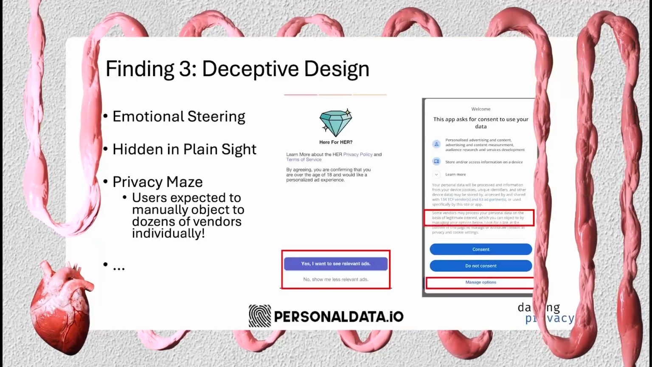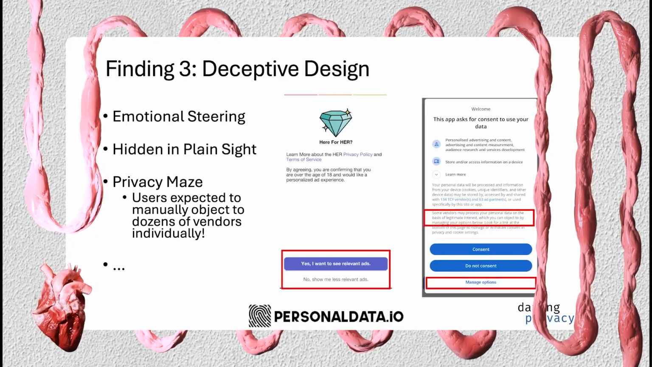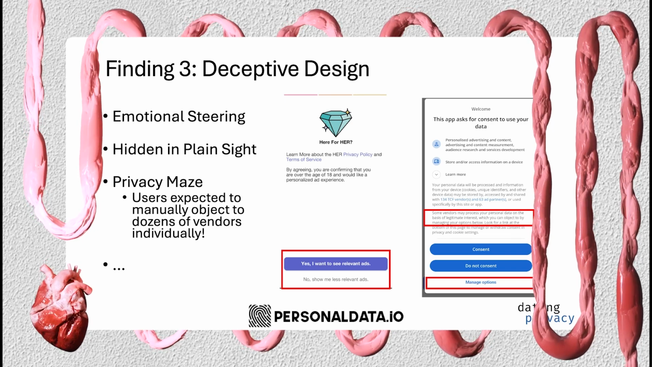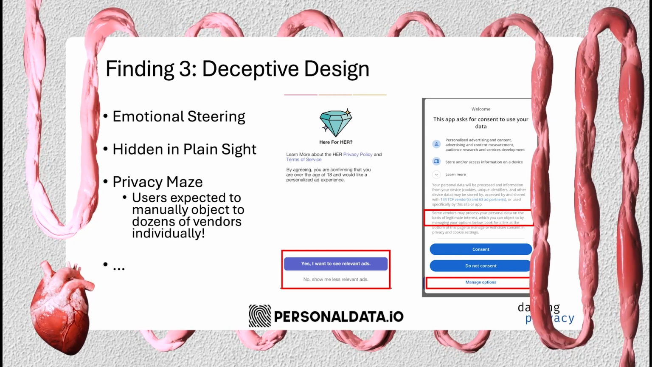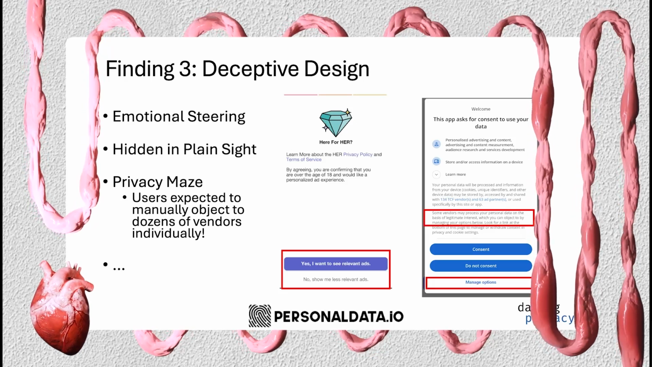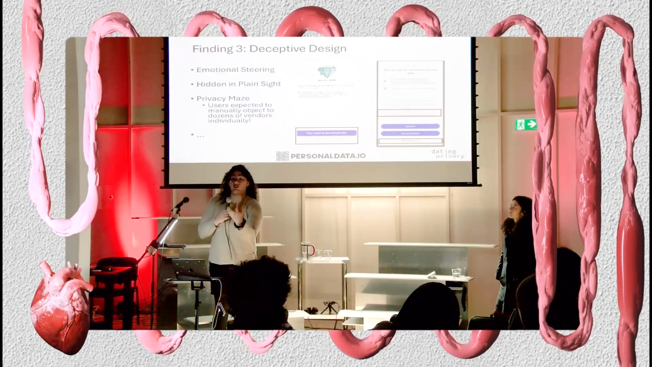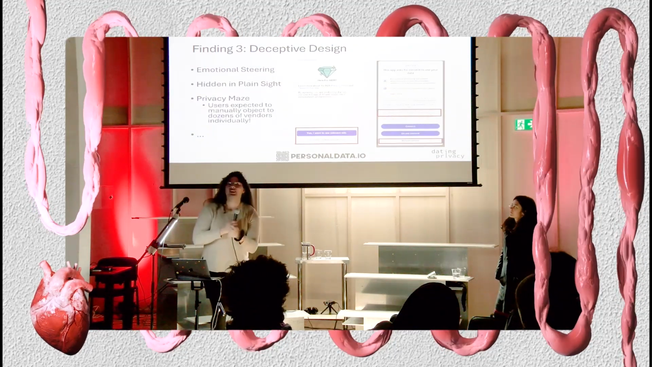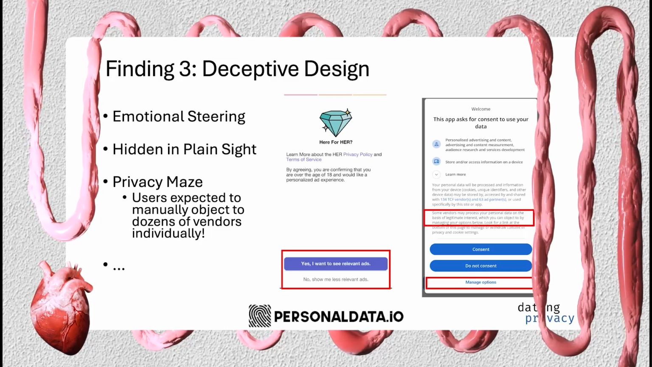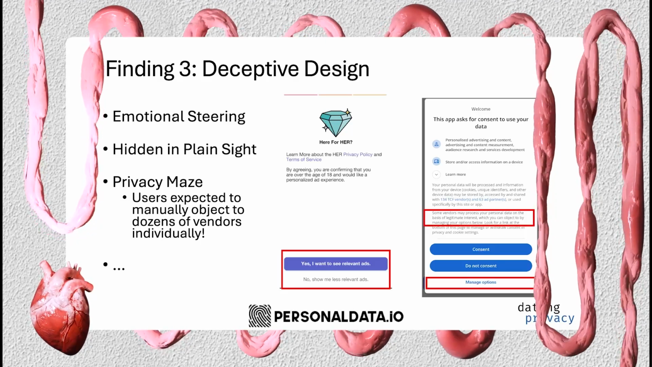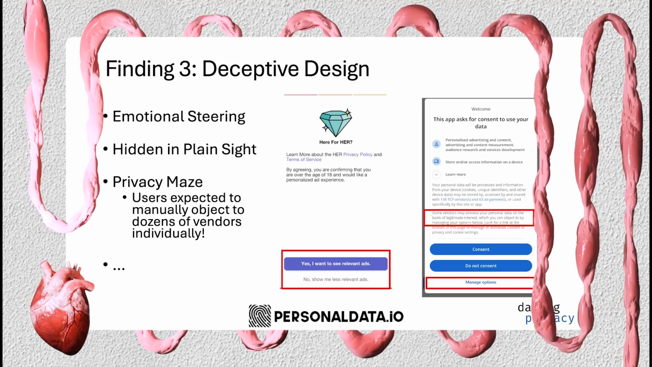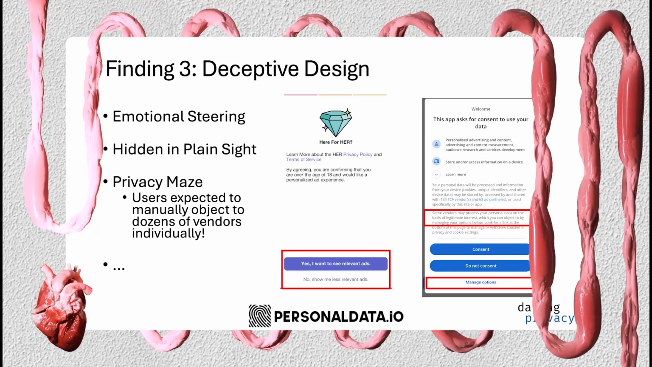And as you can see, when you make your Her account, it says, yes, I want to see relevant ads, and no, show me less relevant ads. So one, clearly just from the colors on that design, that's a deceptive design pattern. It's also a deceptive design to use emotional steering. So acting like you're harming yourself by having less relevant ads. That's a violation. And over here you have a privacy maze because even if you click don't consent, you still have to go through and manually unclick about 100 different little switches to opt out of everything.